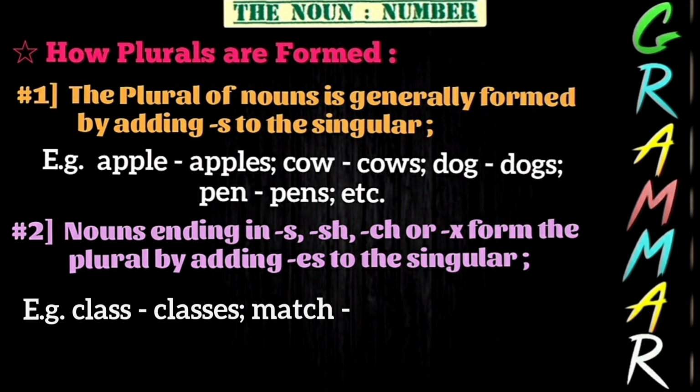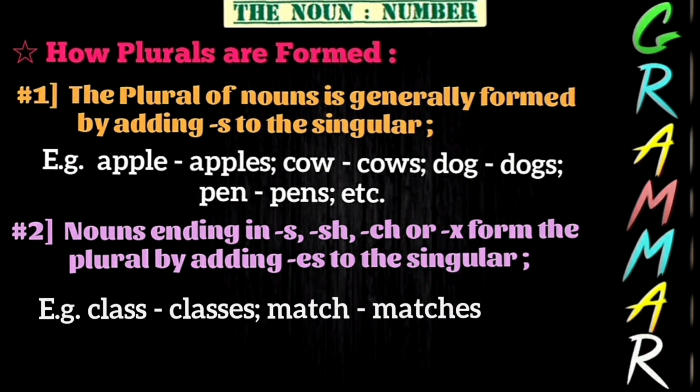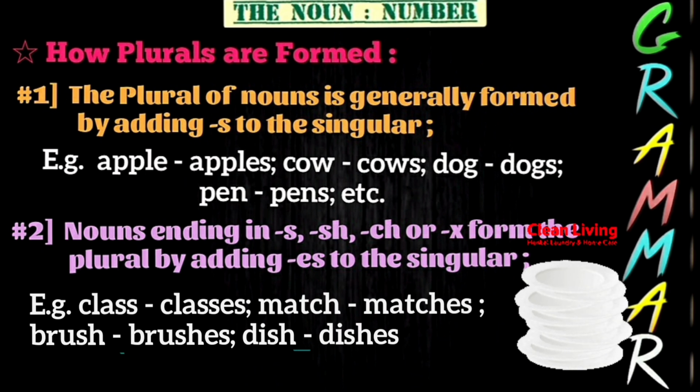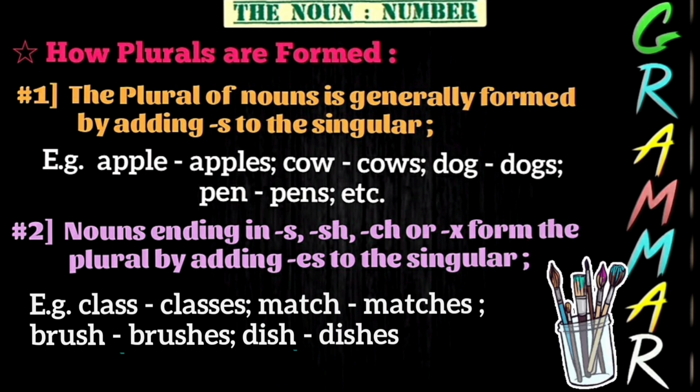Second, match. Here the ending of the singular form is CH. Then what will we add? We will add ES to make it plural. That is matches. Next, the words like brush or dish. The ending of brush and dish is SH. So what will we add? We will add ES to make the plural form of these words. So dish, dishes, brush, brushes.